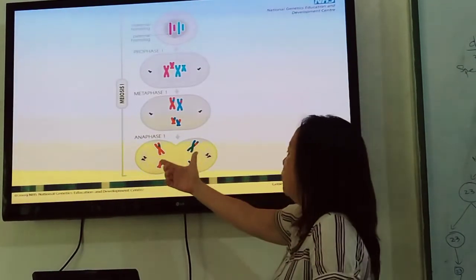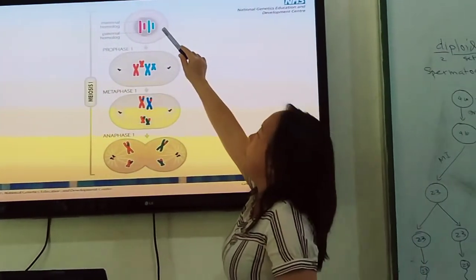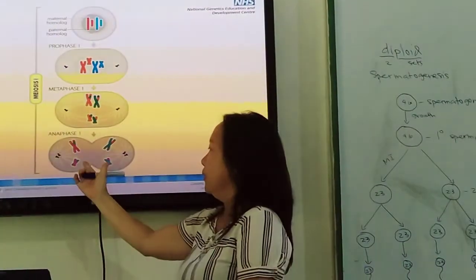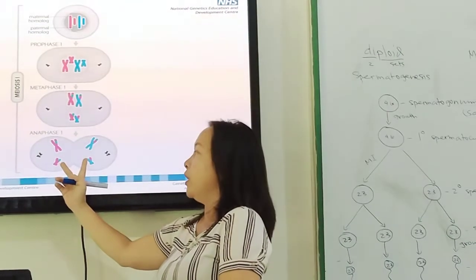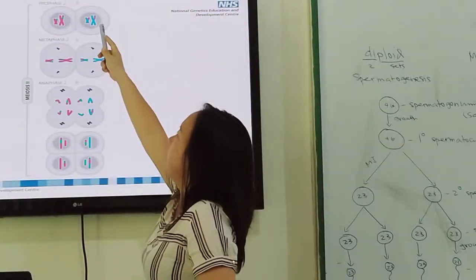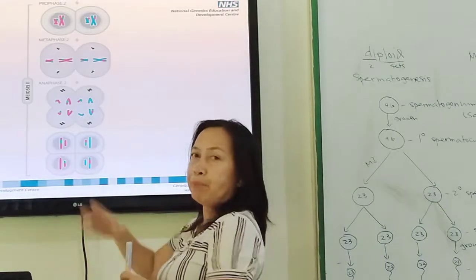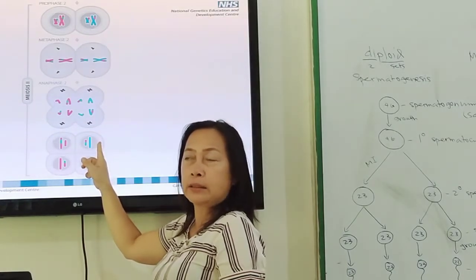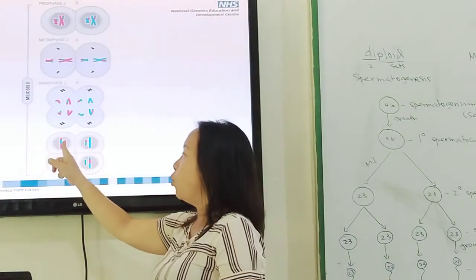So, this is the primary spermatocyte. The primary spermatocyte undergoes meiosis 1. The result, it produces secondary spermatocytes. These are the two. And then this secondary spermatocyte undergoes division to produce 4 haploid cells. We call that haploid. 23 chromosomes only, 1 set. So, the chromosomes in the sperm or in the egg is only 1 set. So, this is 1 set.